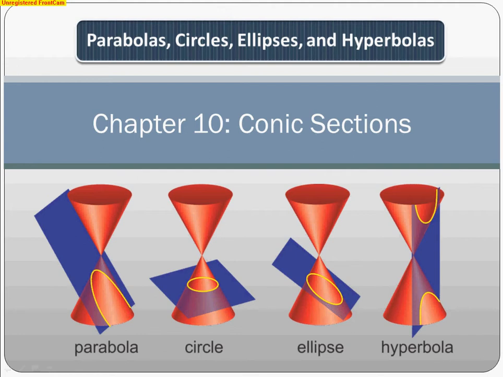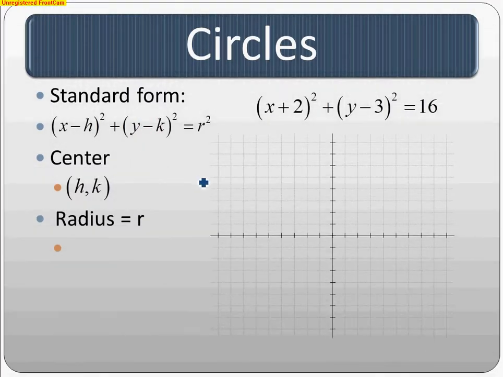We'll start with the circles. That's pretty much going to be the easiest of all the conic sections. So we'll take a look here. We have, again, our HK form, x minus h squared, y minus k squared. The only two things we're going to do is find the center and the radius.